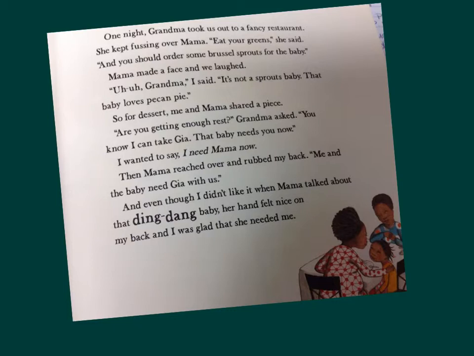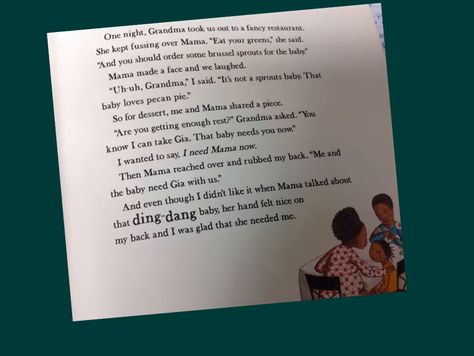One night, Grandma took us out to a fancy restaurant. She kept fussing over Mama. "Eat your greens," she said, "and you should order some Brussels sprouts for the baby." Mama made a face and we laughed. "Grandma," I said, "it's not a sprouts baby. That baby loves pecan pie." So for dessert, me and Mama shared a piece.